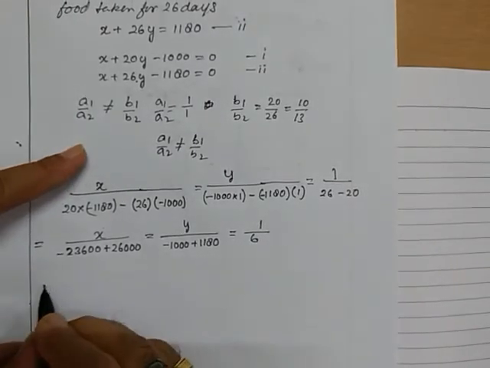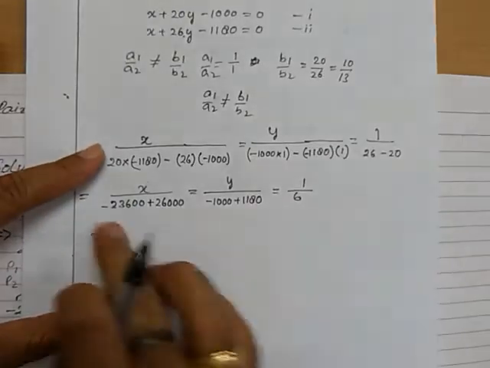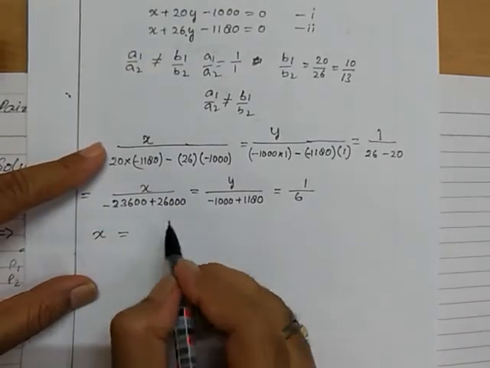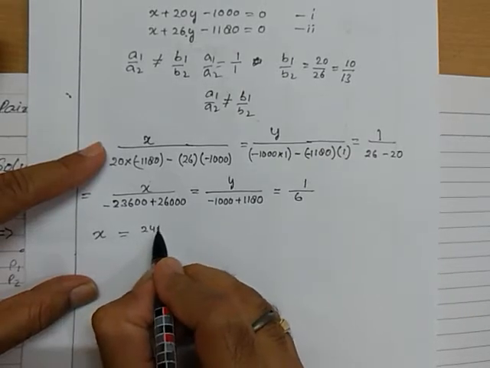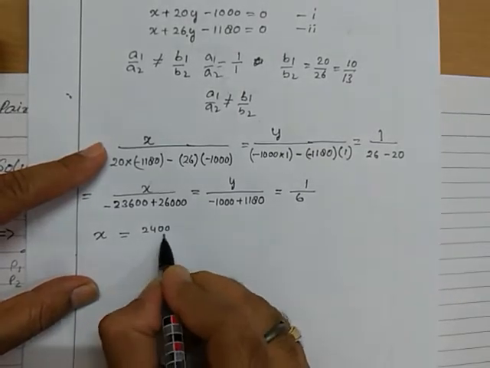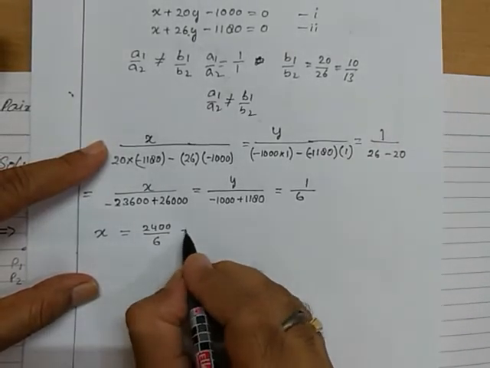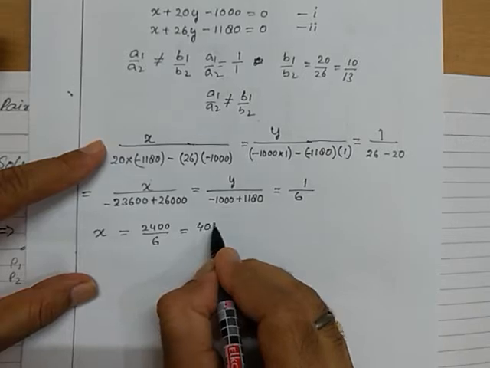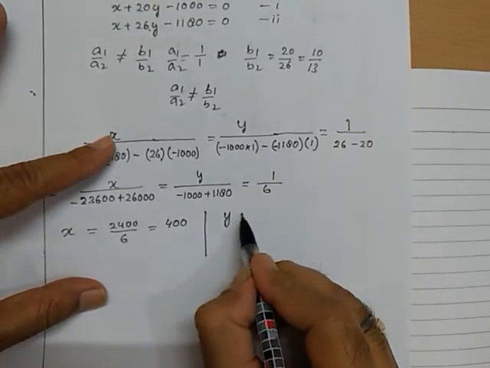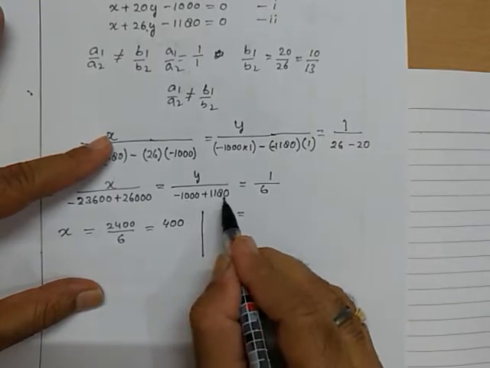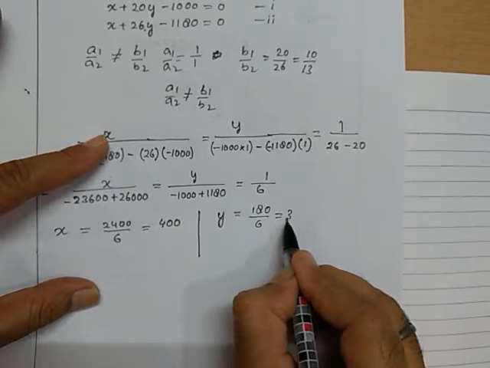This we will get. So here for x, the x will be equal to, if we do the subtraction, what we are going to get is 26,000, we will be getting as 2400 upon 6. So here this will be equal to 400. And for y, y will be equal to 180 upon 6, that is equal to 30.